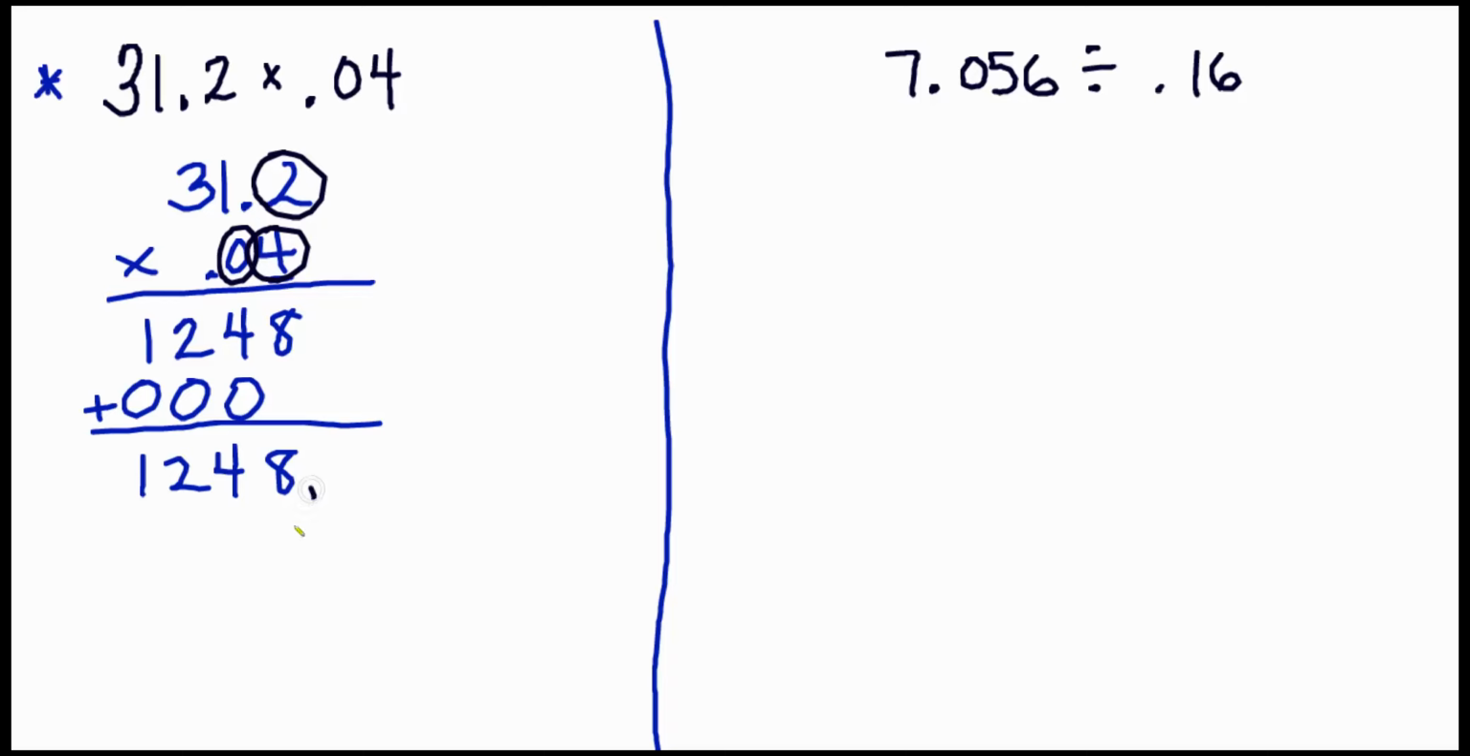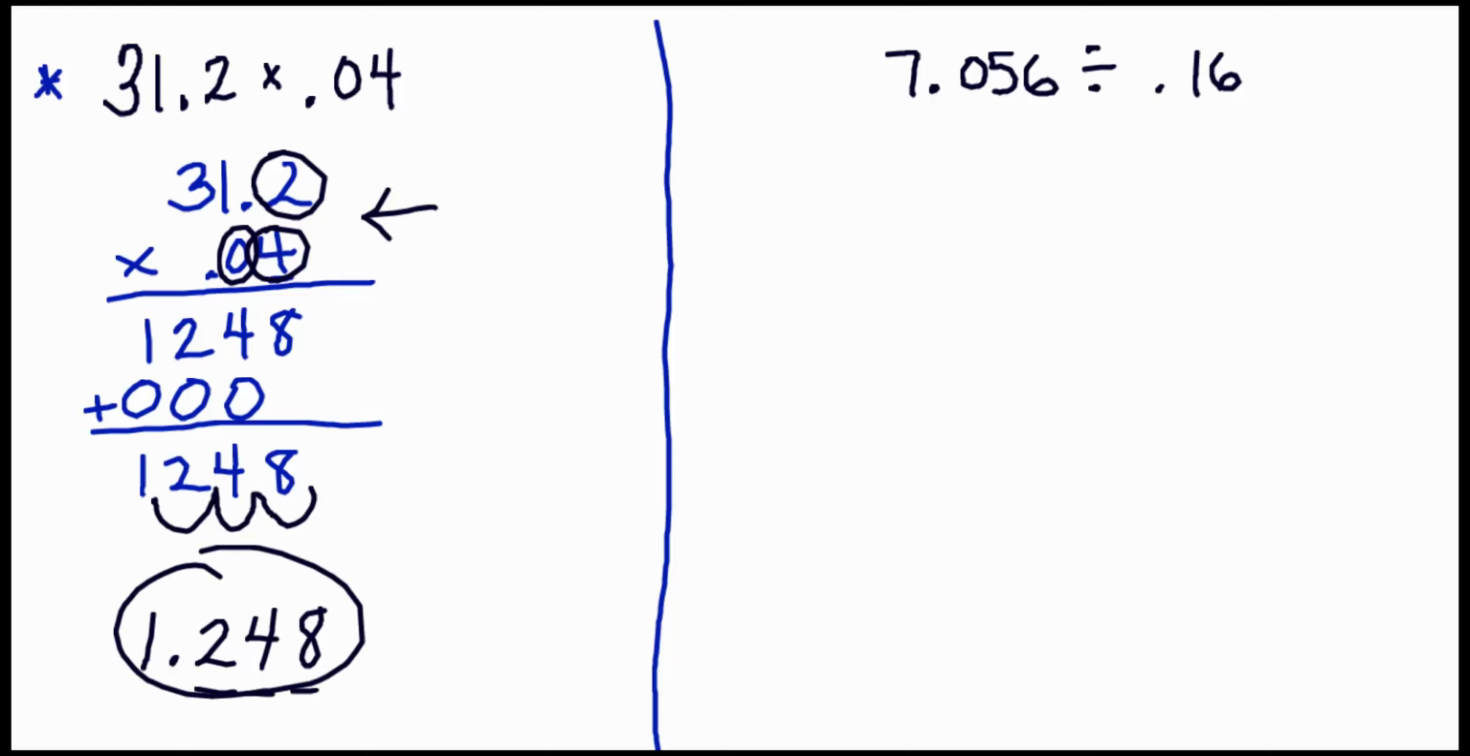So going from the back, 1, 2, 3, you're going to have 1.248 as your final answer. And again, notice the 3 place values after the decimal point, just like you have in your original problem. So this here is your final answer.